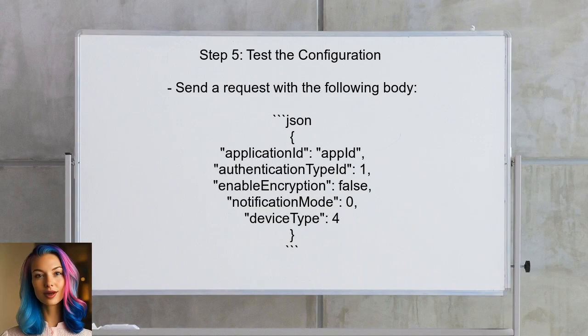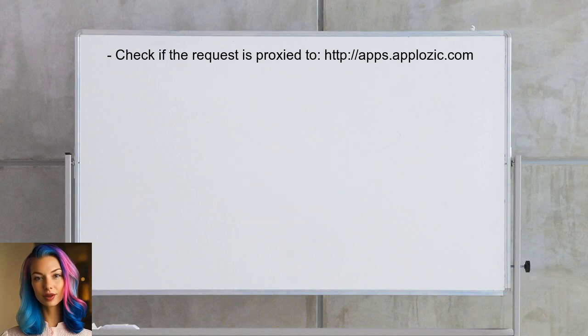Once NGINX has restarted, the user can test the setup by sending a request with the specified request body. They should verify that the request is correctly proxied to the intended server.